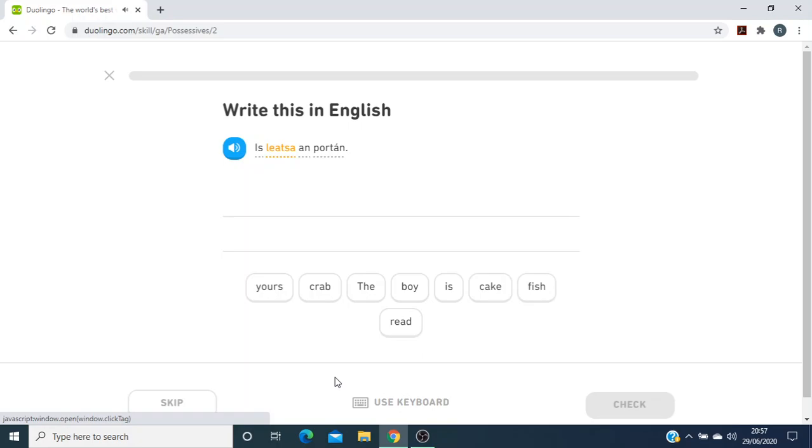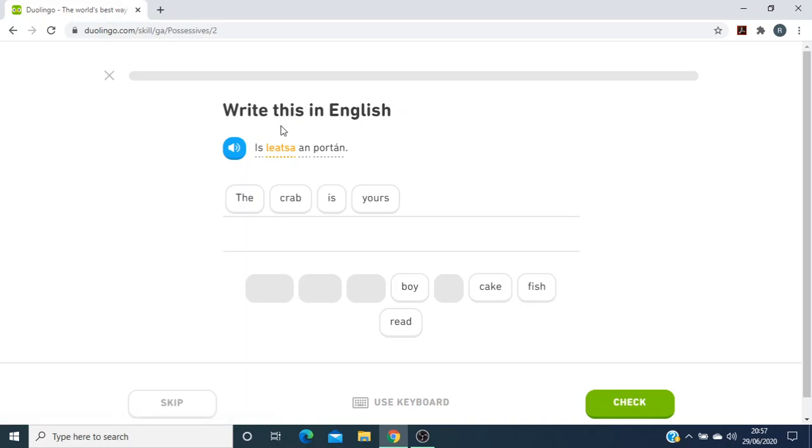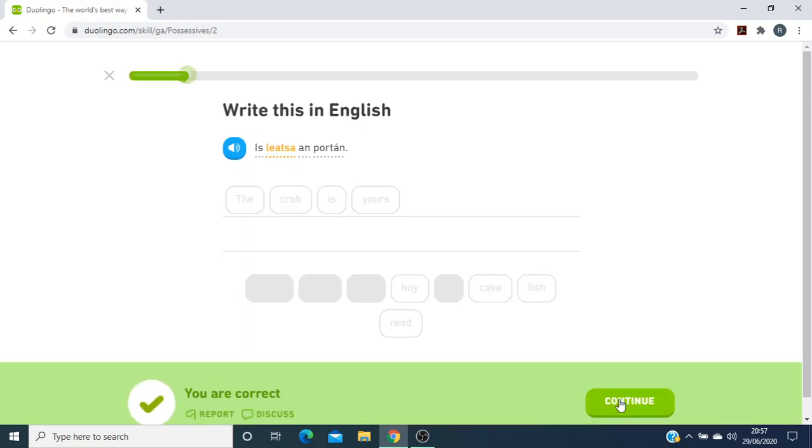Is leatsa an portán. So that means is yours. So the crab is yours. As you remember from the beginning of the course, the order of Irish usually goes verb, subject, object. This is possibly one of the exceptions, verb, object, subject there. Anyway, let's just go along with this.